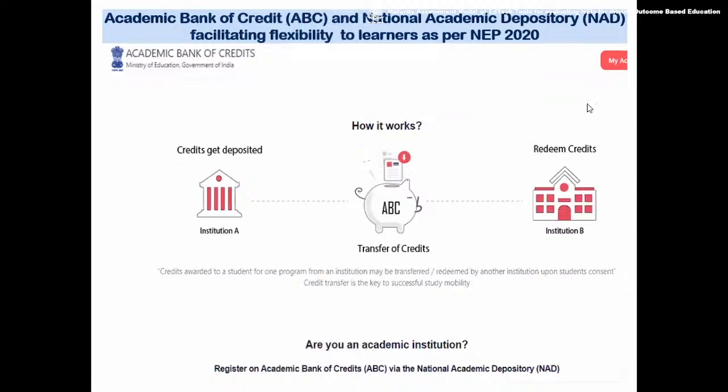This is the recent development which has happened after the two years' completion of NEP 2020, with the Academic Bank of Credits kicking in and the National Academic Depository facilitating flexibility to learners as a part of NEP 2020, wherein the credits deposited in institution A get transferred to the National Academic Depository, NAD, and can be redeemed by institution B once the student wants to continue his studies. So this has kicked in with a gazette notification. About 20 institutions are there. So the government encourages all the institutions to come on this platform.